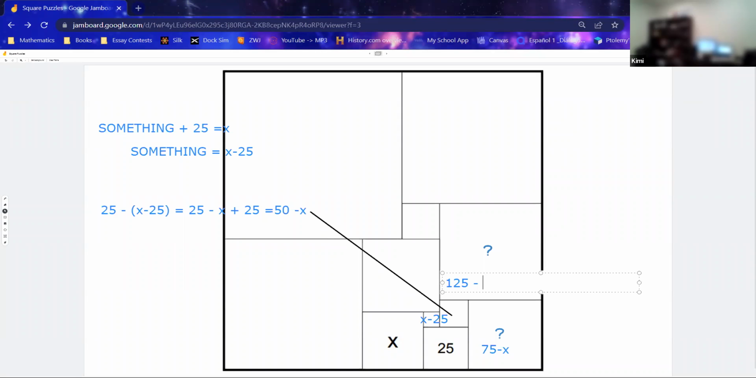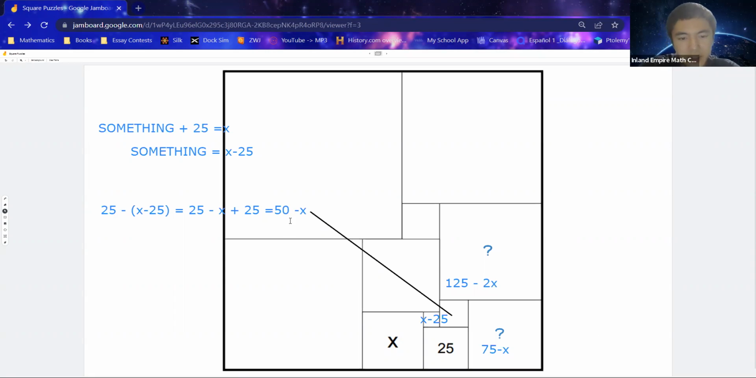I have no idea. You're minusing two x's. Minus x, minus x. So you could just write it like this: 105 minus 2x, right? Because you have 50 minus x and 75 minus another x, right? So you're subtracting two x's. I think we could write that out.